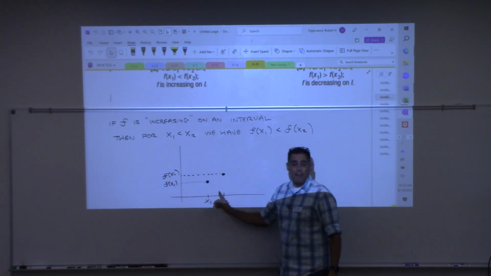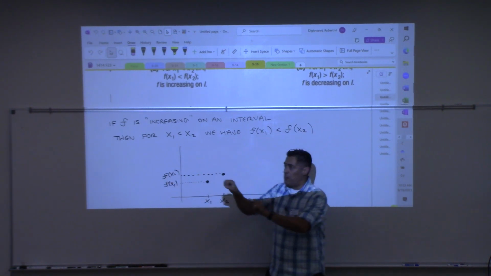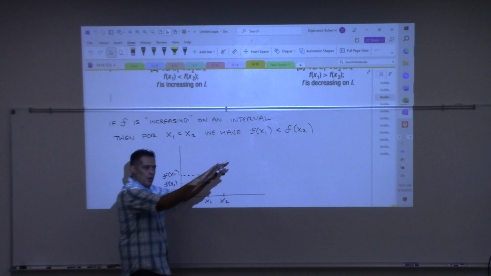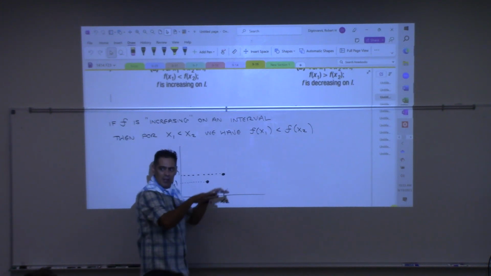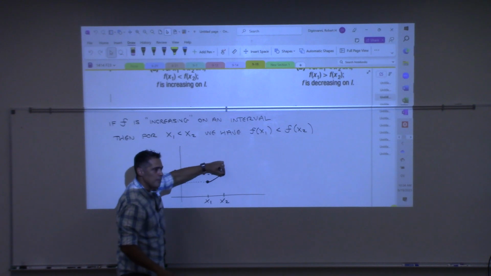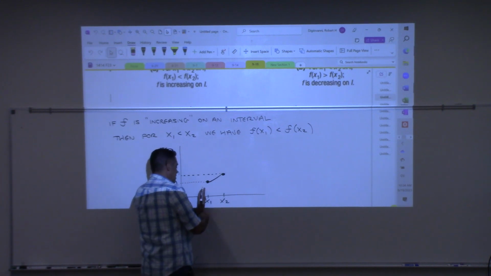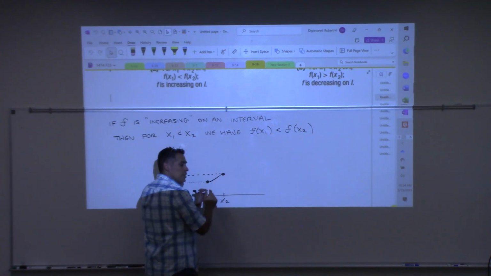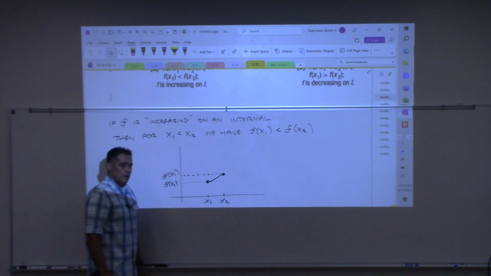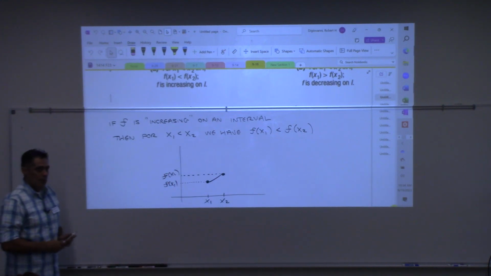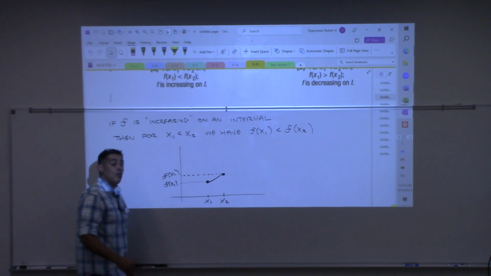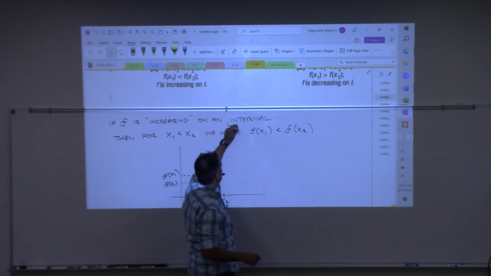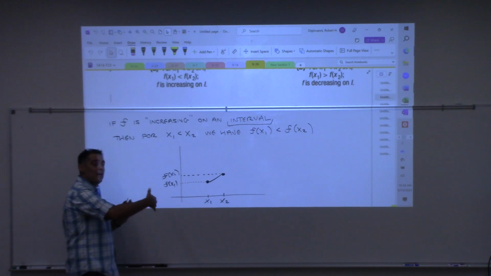Do you agree that if this happens for any two points that we pick, like any point to the left of some other point, this graph has to go up? From here to here, it has to go up. As long as the point to the left produces a y value that's smaller than the one to its right, then we have this increasing behavior. So would one with a vertical asymptote still be an increasing interval? All the way up to the vertical asymptote, it would be. Because it says on an interval, the interval we'd be talking about would be everything up to that vertical asymptote.